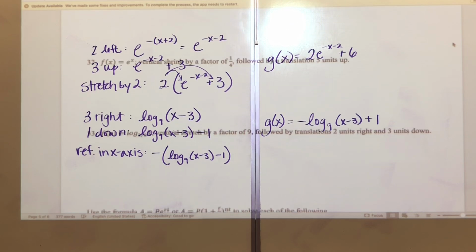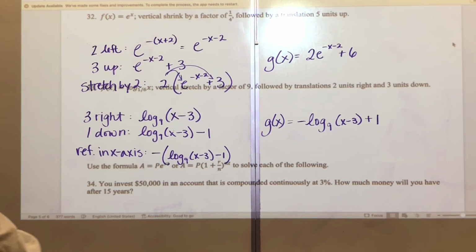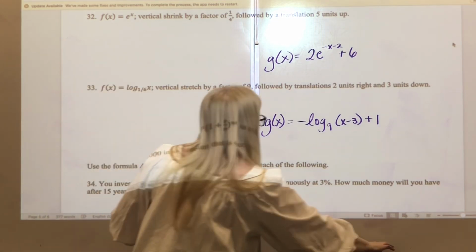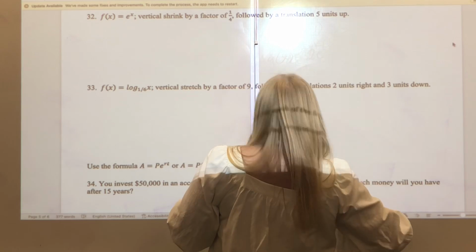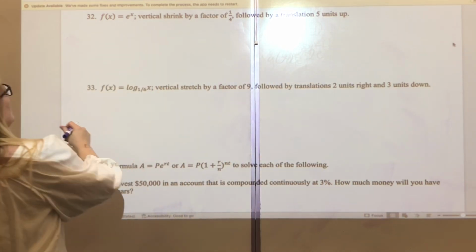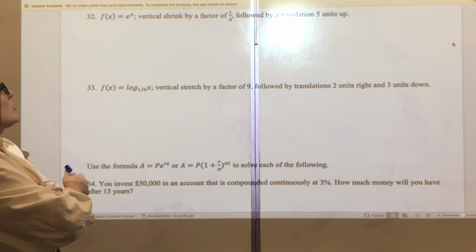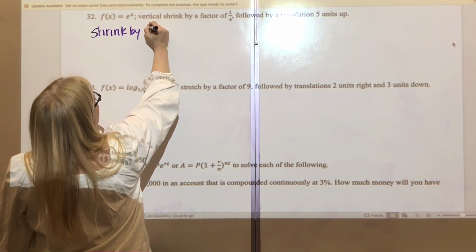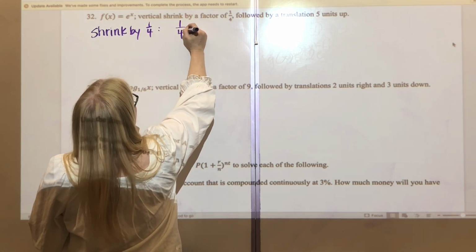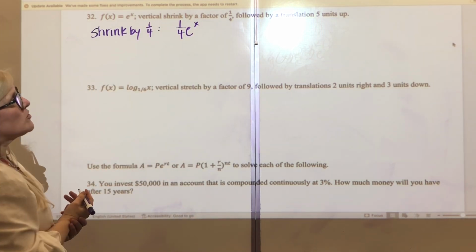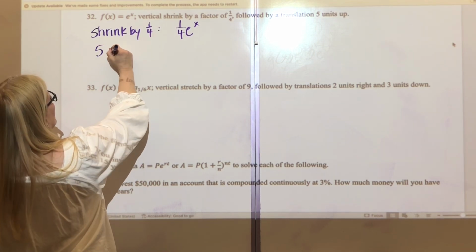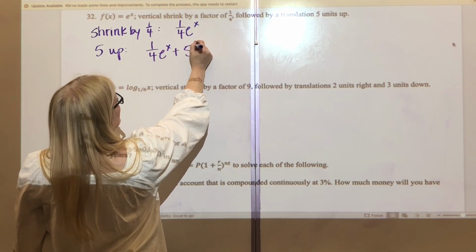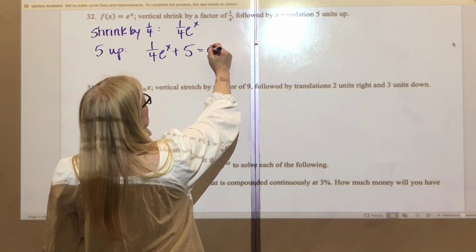Okay, let's move this up. Okay, number 32. Just have a simple e to the x, vertical shrink. So shrink by 1/4. We just throw the 1/4 right in front. Followed by a translation 5 units up, 5 up. This is 1/4 e to the x. I take what I had before and add 5. And that's my g of x.